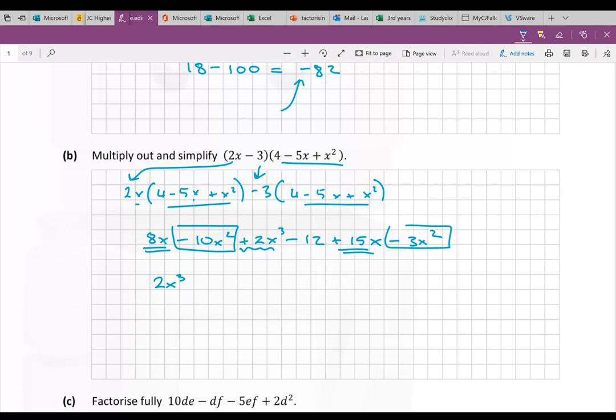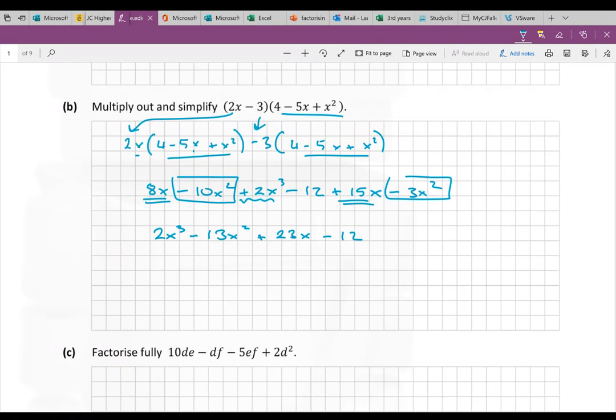So we usually start with the highest indice. So 2x cubed, minus 10 minus 3 gives me minus 13x squared, plus 8 plus 15 is 23x, minus 12, and done.